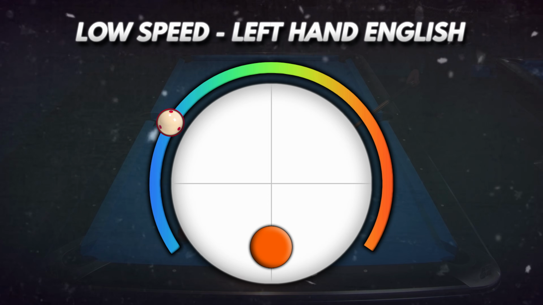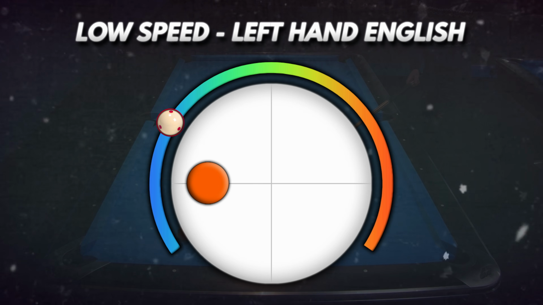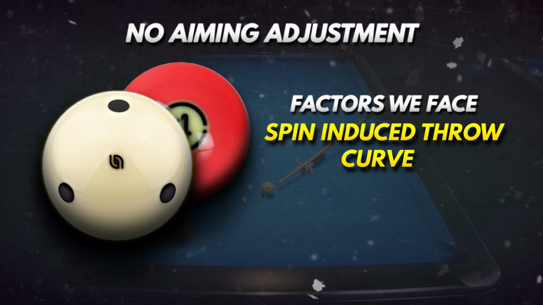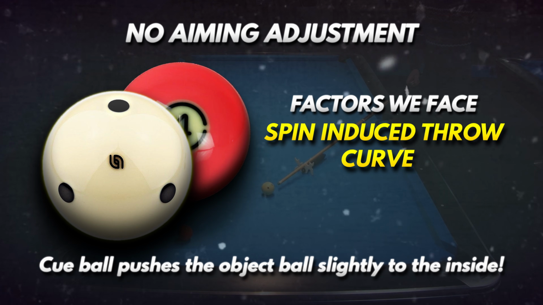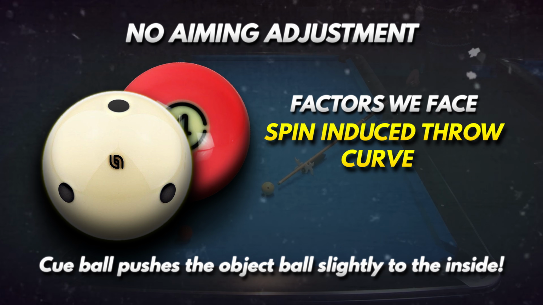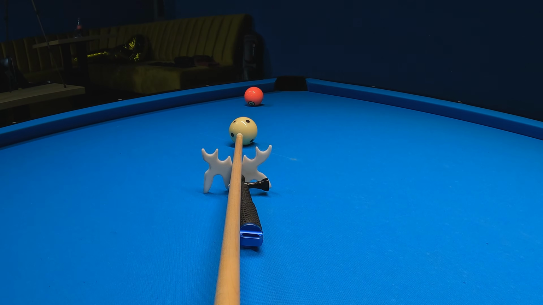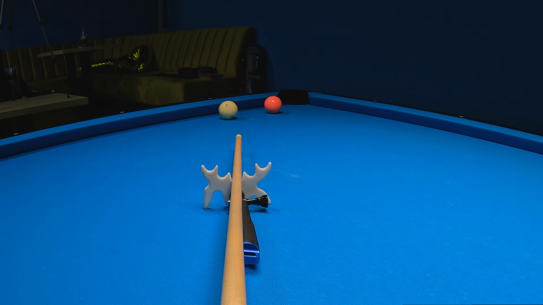Okay, and now for the first time in this episode we need to hit the cue ball with side spin, and during a low speed shot with left hand English, the cue ball will curve slightly and hit the object ball at its ghost ball point, but this time we face a factor which is called spin-induced throw, and the cue ball will slightly push the object ball to the inside, so we don't need to make any adjustment in aiming.